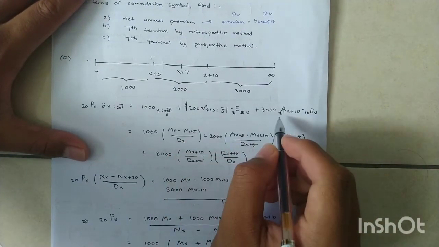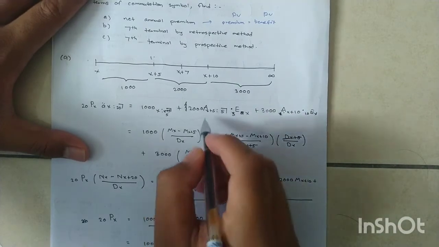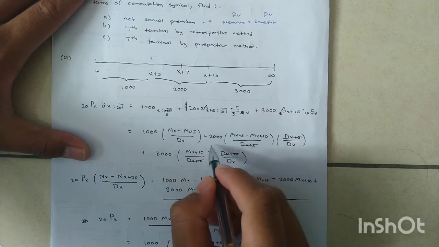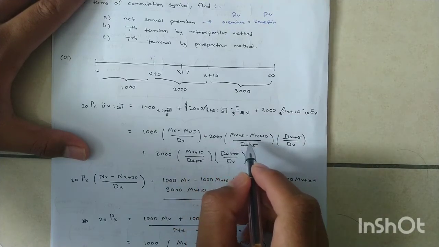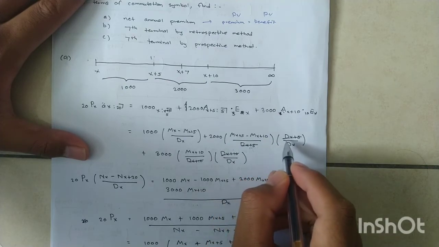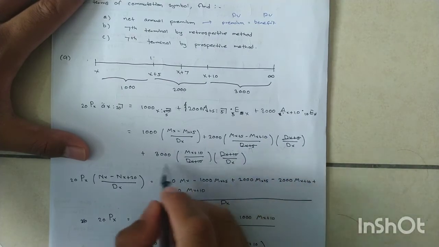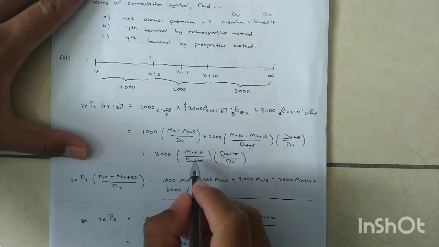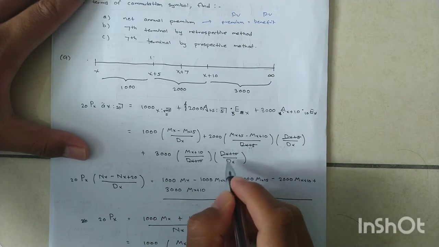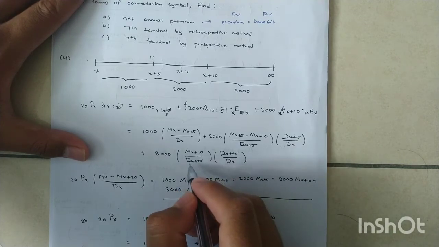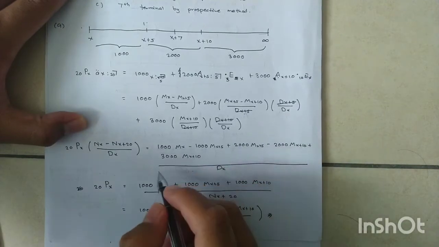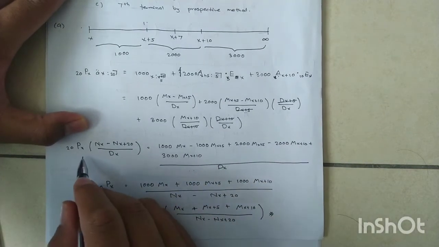So translating this to commutation symbols, we will get 1000 (Mx minus Mx+5) over Dx plus 2000 (Mx+5 minus Mx+10) over Dx+5, times deferred Dx+5 over Dx, plus 3000 times Mx+10 over Dx+10, times Dx+10 over Dx. As you can see here, I've already cancelled the following terms. So lastly we will get 20 Px.